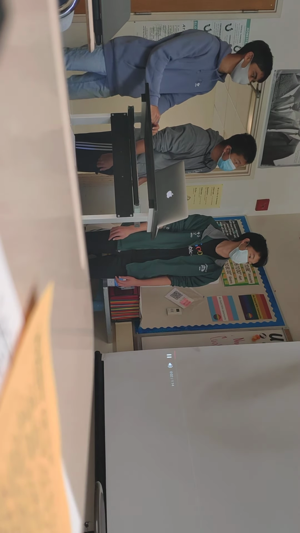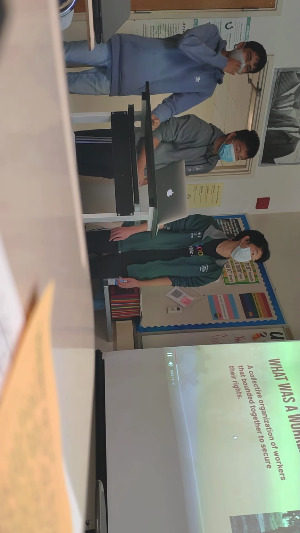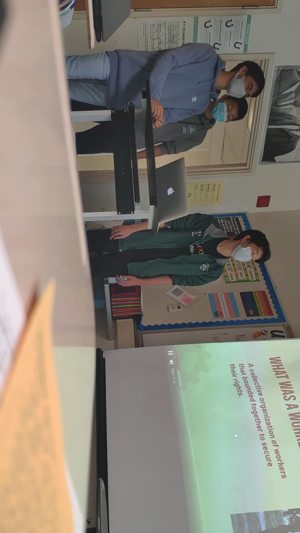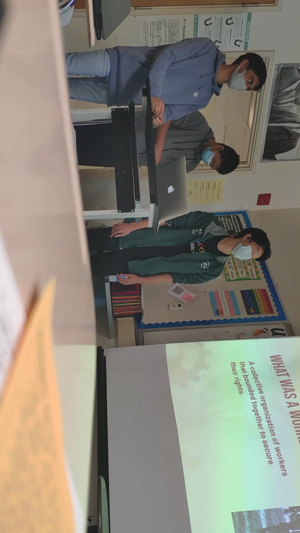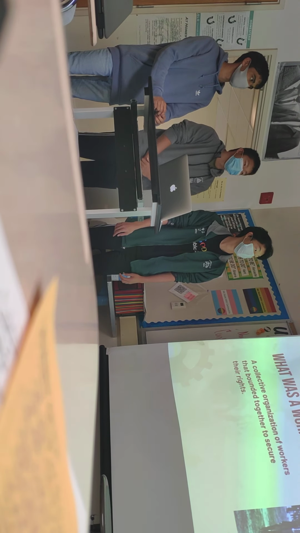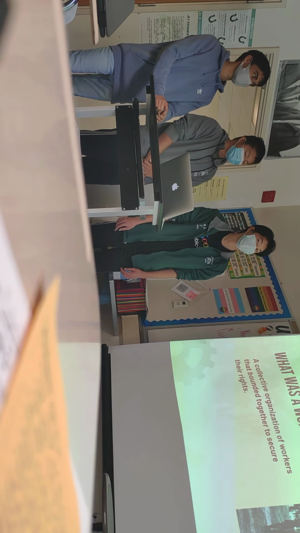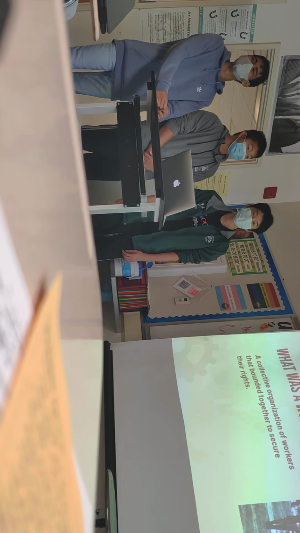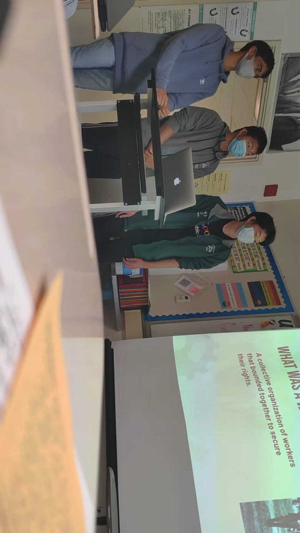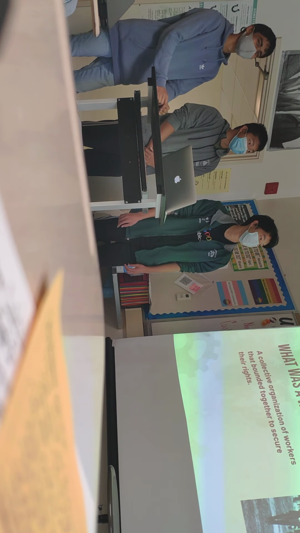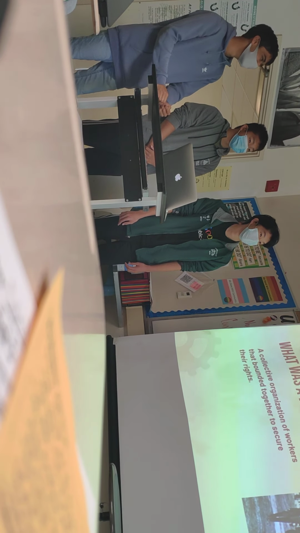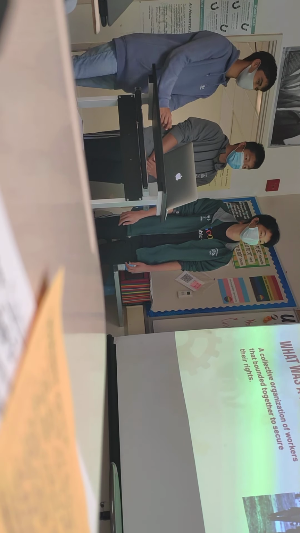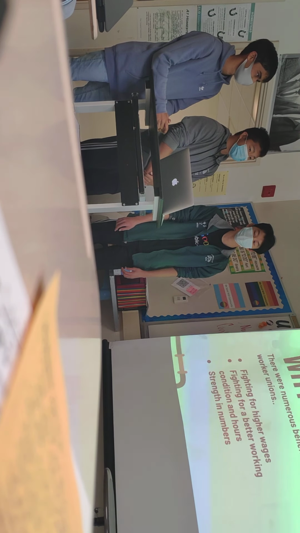So what is a worker union? A worker union is an organization of workers that banded together, and their goal was to secure their own rights. On the right is a picture of a worker union. These people are protesting, and it shows that they are not willing to work unless they get more.